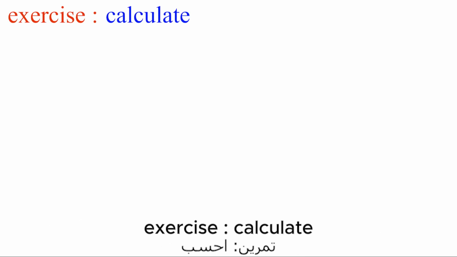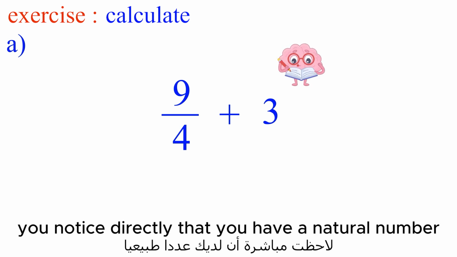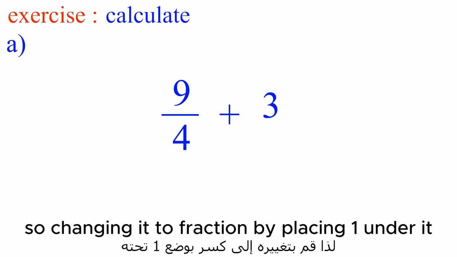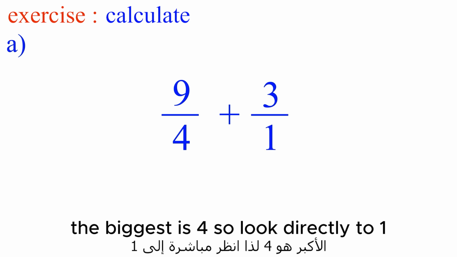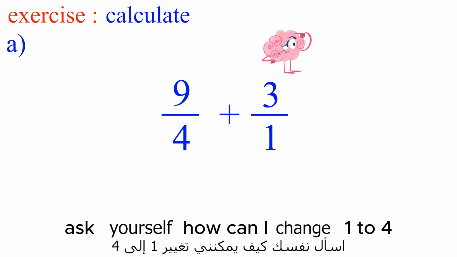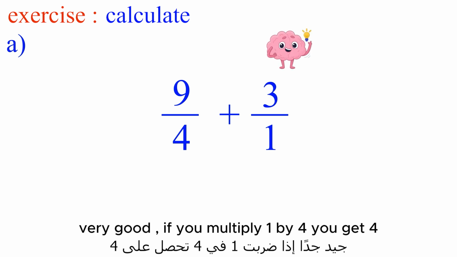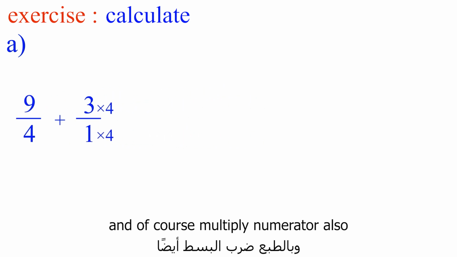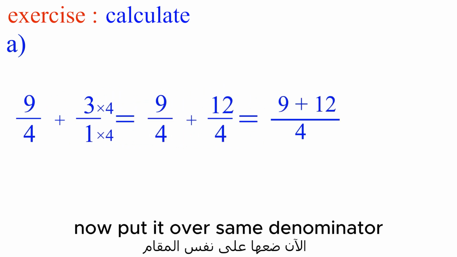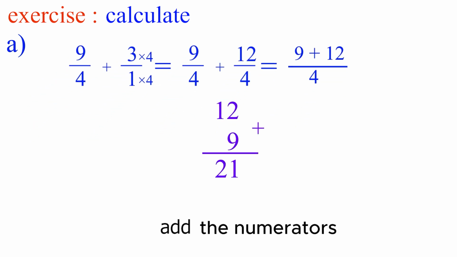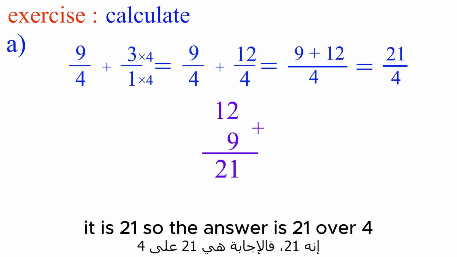Exercise. Calculate a, 9 over 4 plus 3. You notice directly that you have a natural number, so change it to a fraction by placing 1 under it. Now add them normally. The biggest is 4, so look directly to 1. Ask yourself, how can I change 1 to 4? Very good. If you multiply 1 by 4 you get 4, and of course multiply the numerator also. So the fraction becomes 12 over 4. Now put it over the same denominator, at the numerators, 12 plus 9. It is 21, so the answer is 21 over 4.